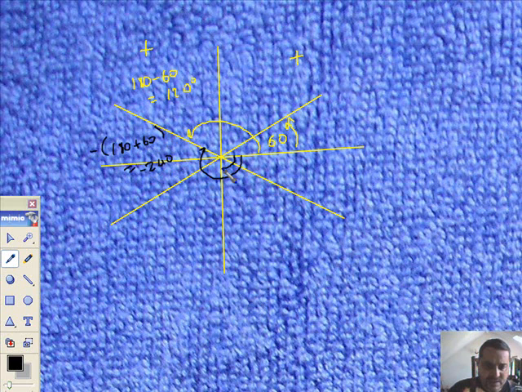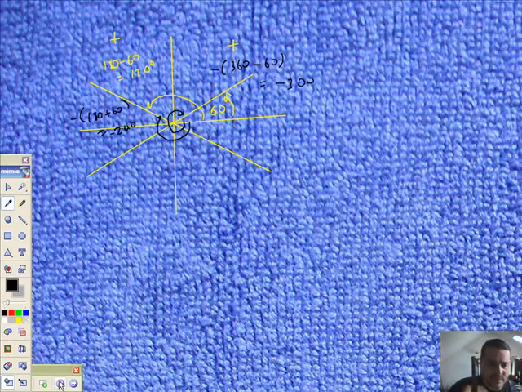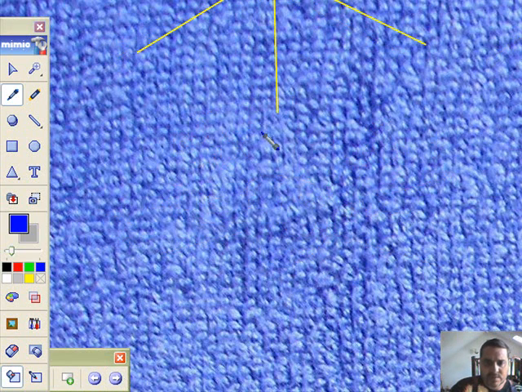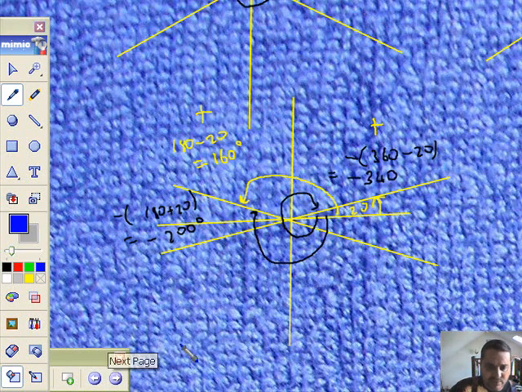And the last one goes from 0 all the way round to here. So it's 360 take away the extra 60 there. So the answer is going to be minus 300, because again we're going clockwise, aren't we? 4 solutions, 60 was given to us. Let's write them in. So we've got 60, we've got 120 degrees, we've got minus 240 and minus 300.